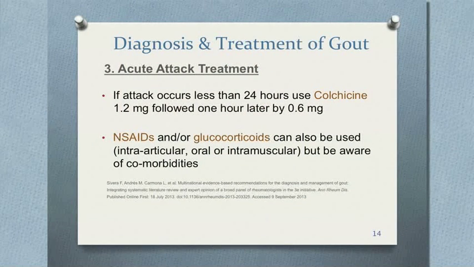Treatment is, we first treat the acute attack. If the attack is less than 24 hours old, and notice I say 24 hours because if you wait longer, it's not going to be helpful. Colchicine 1.2 milligrams followed 1 hour later by 0.6 milligrams is effective, and some people even use this as a diagnostic tool. In the past, we would give the colchicine once an hour until the patient got diarrhea, and we find that this current regimen works just as well and is certainly a lot more humane.